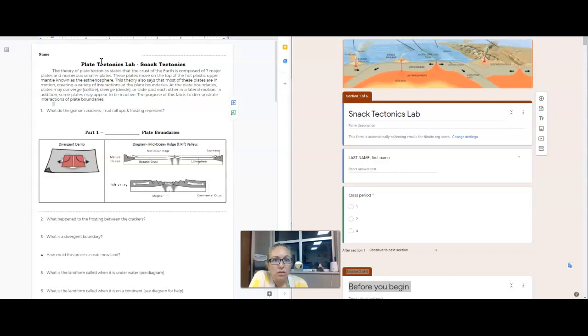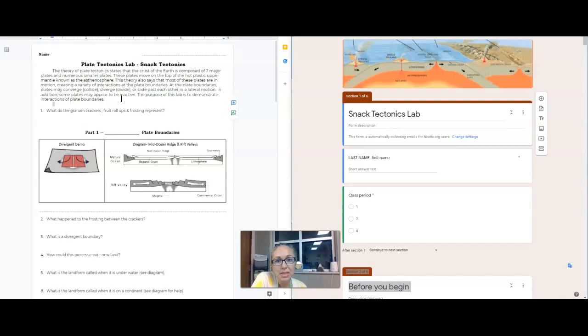This is the basics of what you're doing today. If you look over here, this is the handout that we had while we were working through the lab slideshow yesterday in class. As we went through each one of the steps, I didn't have you answer a lot of the questions, but I did have you identify what kind of boundary we were representing with each process.